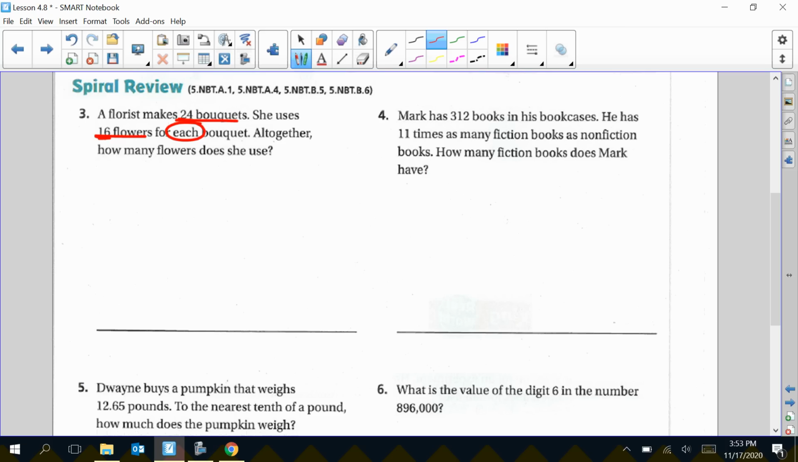Number 4, Mark has 312 books in his bookcase. He has 11 times as many fiction as nonfiction books. How many fiction books does Mark have? Remember, this is way back in chapter 2. We're thinking we want to split those up. We want to divide the number of books between fiction and nonfiction here, and we have 11 times that. Remember, this is the lesson where we drew the boxes. So we have fiction and we have nonfiction.